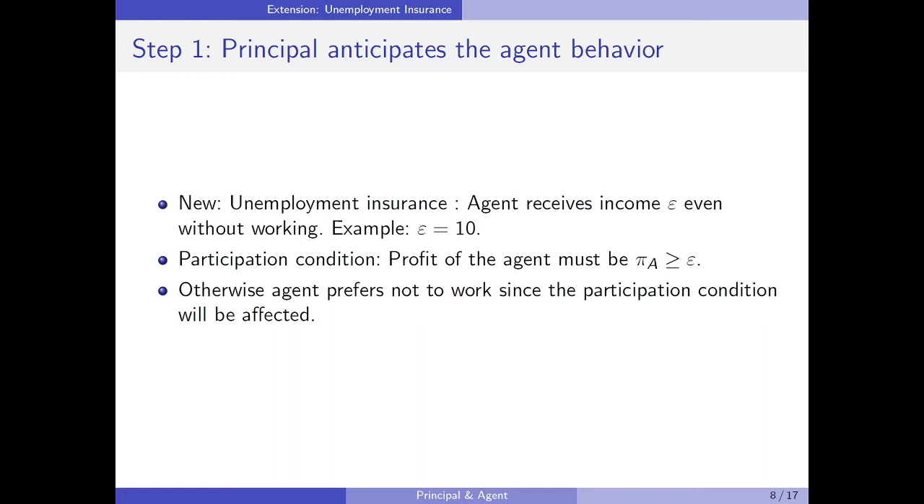So in this case, the participation condition that we always thought of becomes that pi A should be greater or equal to epsilon for this agent to decide to work for this company or not. It was the case where the participation condition depended on the profits being equal to or greater than zero. But since there is now an unemployment insurance that the agent could think of, the profit that he is going to gain by working with this company should be equal to or greater than this value. Otherwise, the agent prefers not to work, since the participation condition will be affected.